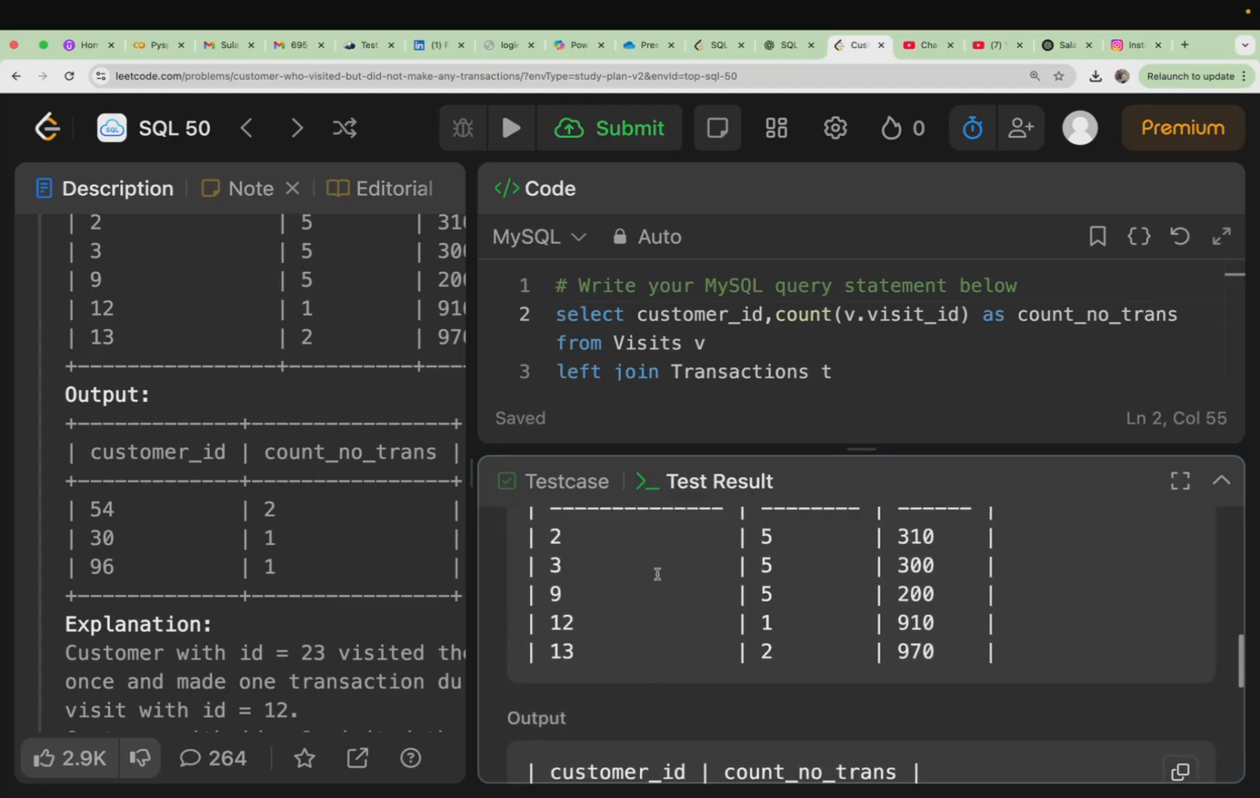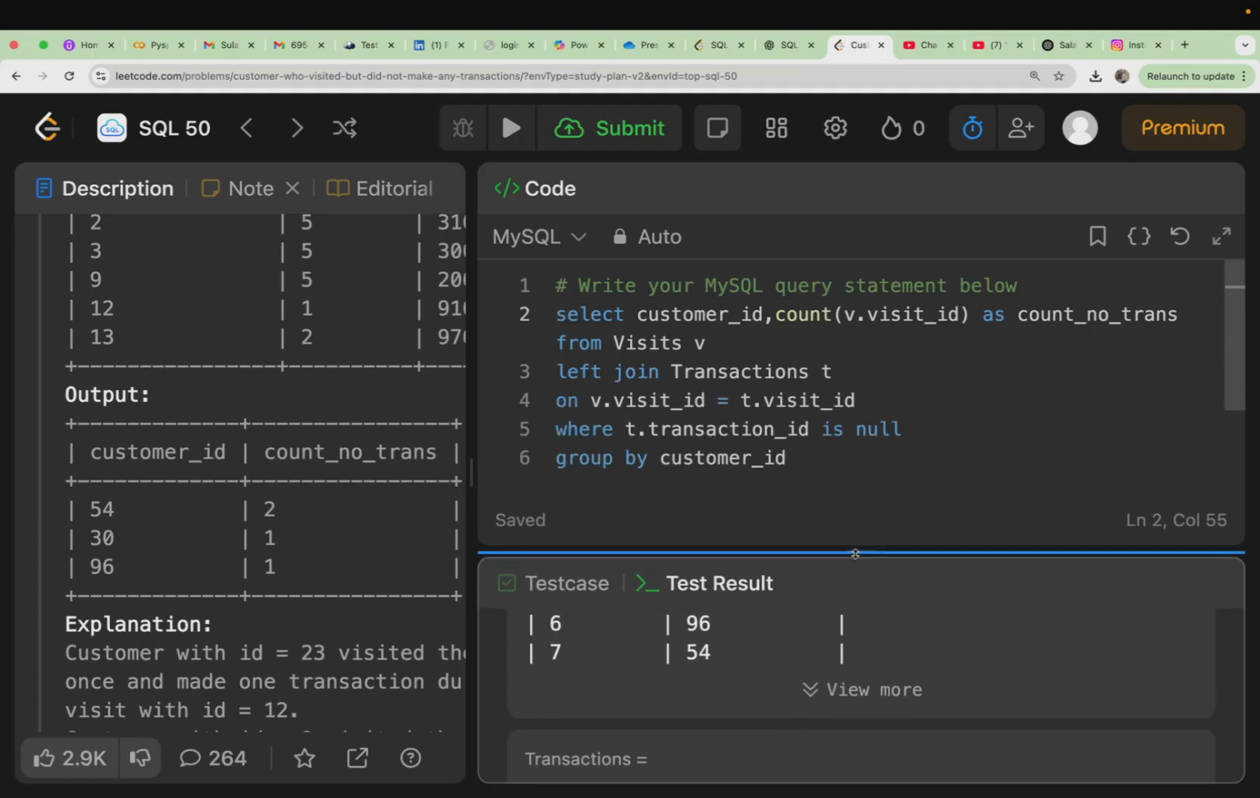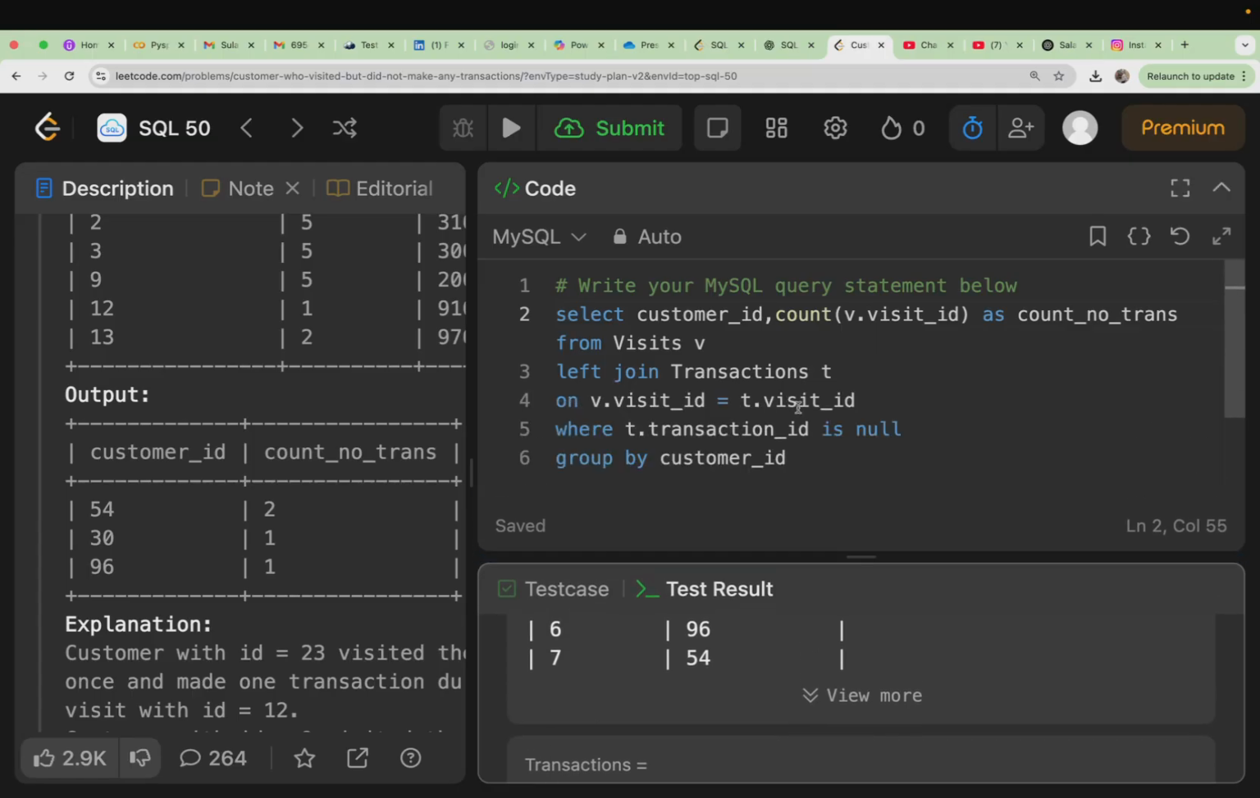So I hope you have clearly understood the problem, the code, and the approach that we have taken. And if there is any particular part of this problem that you have not understood, do comment it out. I'll try to answer it as soon as possible.